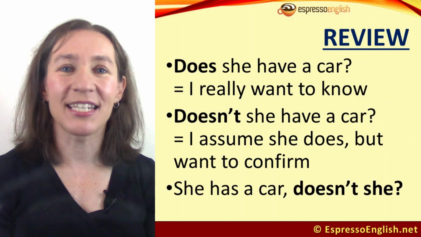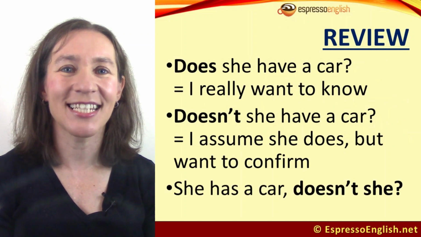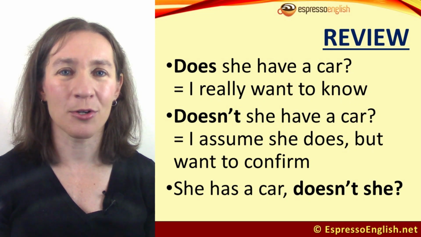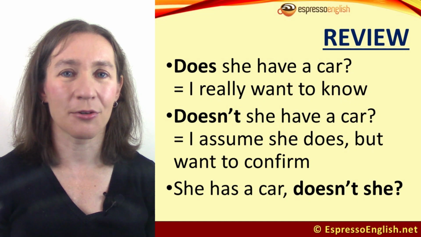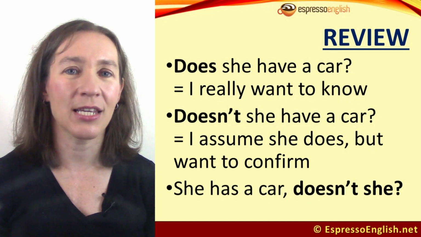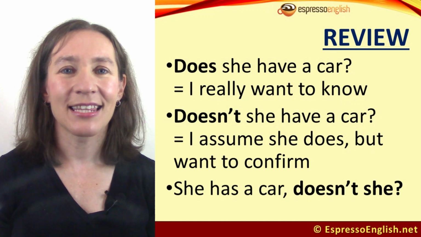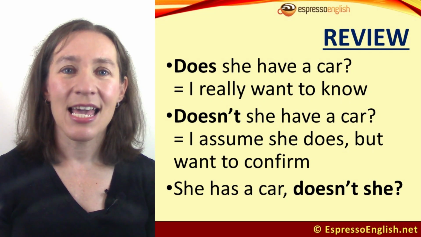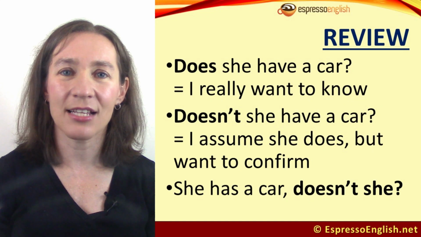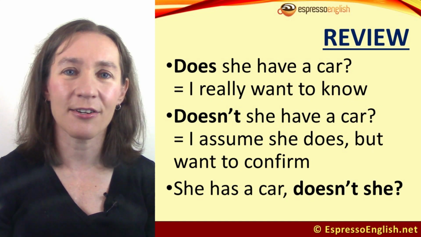Okay, let's review the different forms of questions that we covered in today's lesson. There's the normal question. Does she have a car? Ask this question when you really want to know the answer. You're neutral. You don't know if the answer will be yes or no. Then there's the form with the negative helping verb. Doesn't she have a car? Ask this question when you assume the answer to be yes, but you're asking to check or confirm.